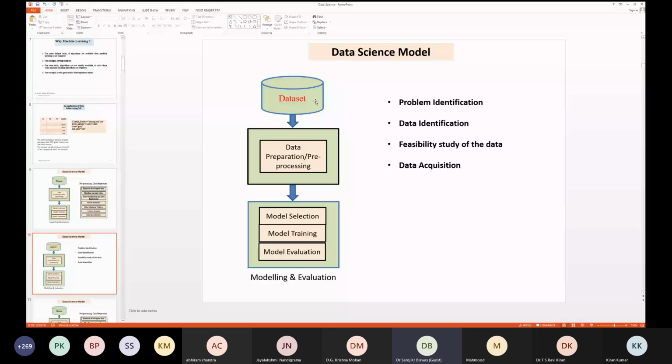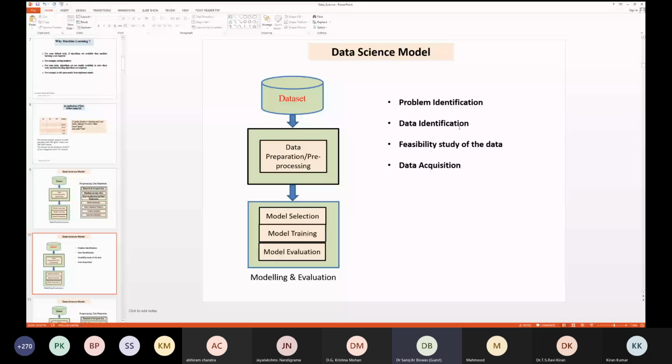Now we have identified the kind of problem to be solved, for example loan granted or loan not granted. This is the problem only. Now the second question comes: what kind of data would be required to solve this kind of problem? So, data identification. This data identification can be done only when the person is an expert in the domain.